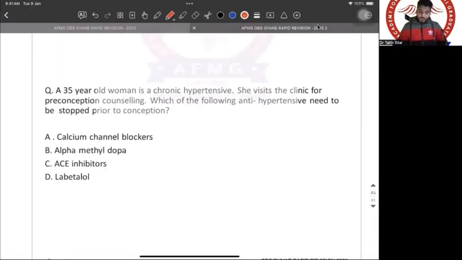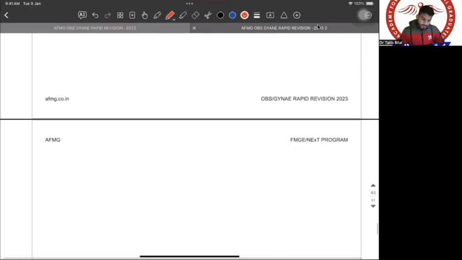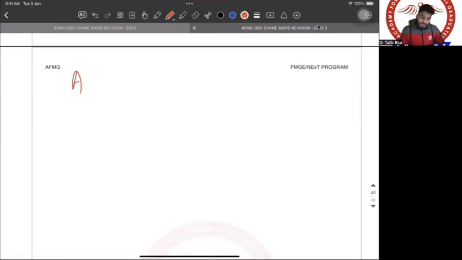A 35-year-old woman is a chronic hypertensive. She visits the clinic for preconception counseling. Which of the following antihypertensives needs to be stopped prior to conception? So let's discuss, my dear students, the antihypertensives that we use in pregnancy.